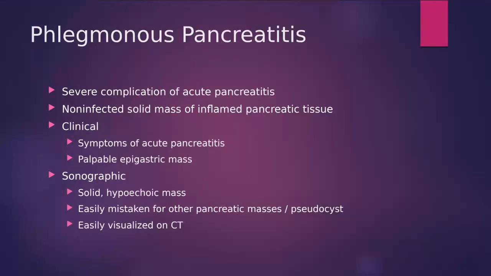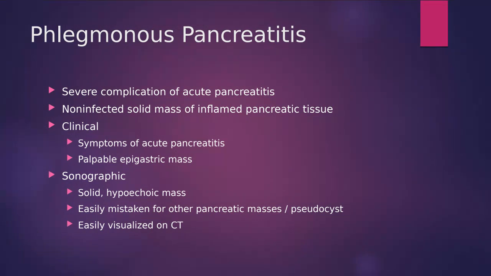So next we have Phlegmonous Pancreatitis. So we kind of just mentioned the phlegmon, but what the heck is Phlegmonous Pancreatitis? It sounds like a caveman type of name. So this is actually going to be a very severe complication of acute pancreatitis. And what happens is the pancreas tissue is so inflamed that it actually starts to kind of come out of the pancreas, and it forms this solid mass outside of the pancreas, and it's non-infected.